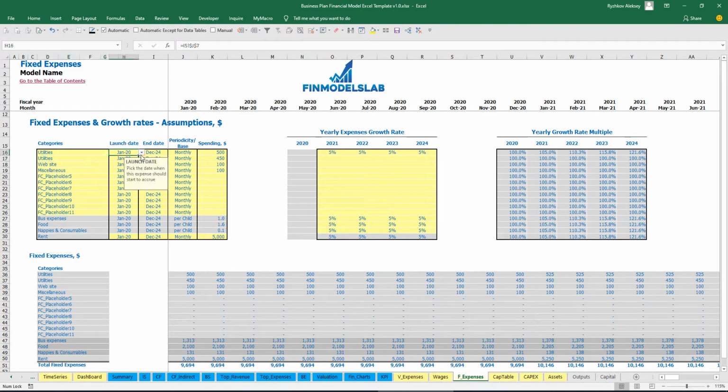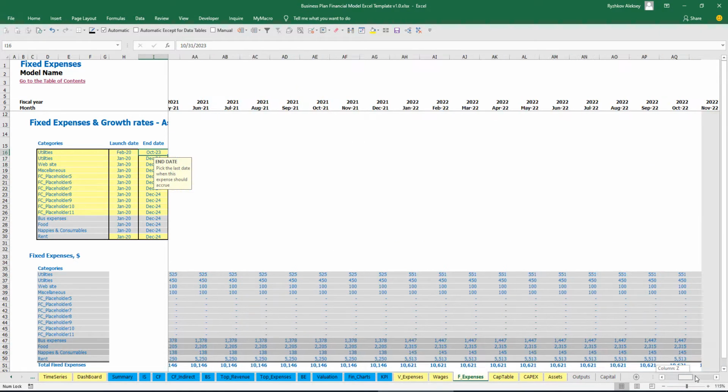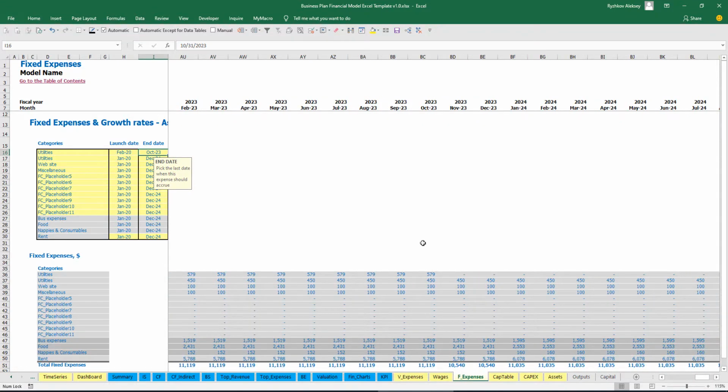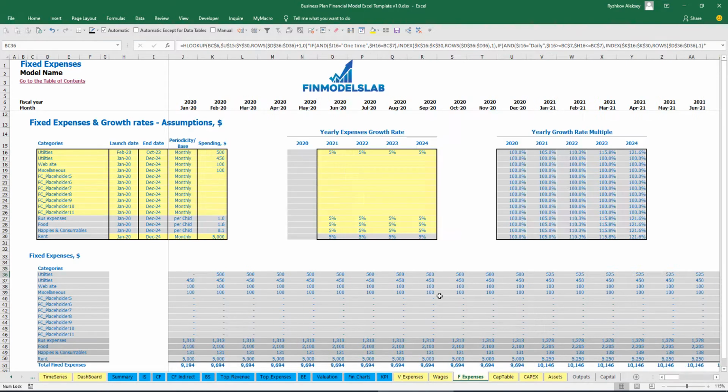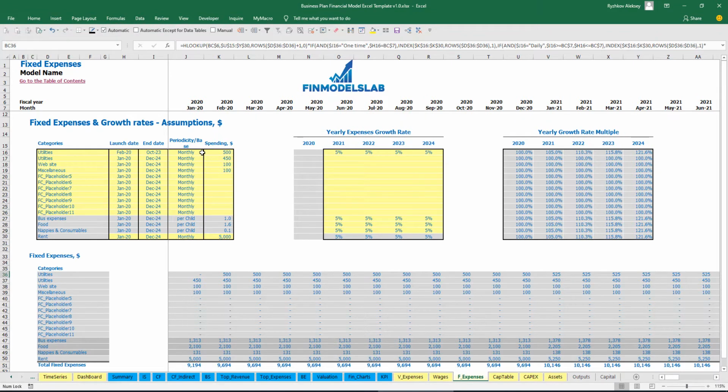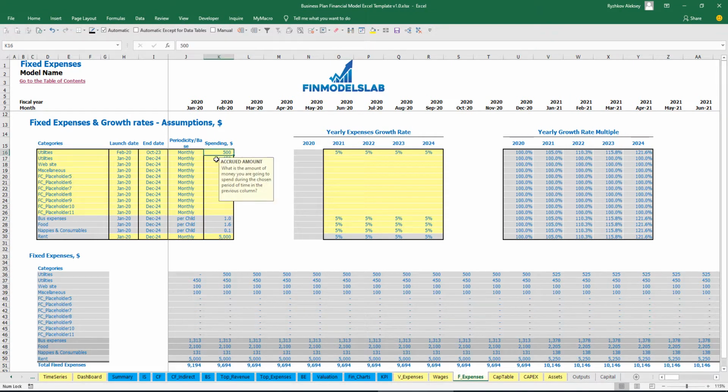You can set the launch date, for example, February 20. You can see that it starts on February 20. You can set the last date, which can be October 23, for example. You may double check that the final date for this utilities category will be October 23. Additionally, you have the ability to change the periodicity or the basis of calculation, as well as spending. So the spending you may change. Very easy, just put some amount.